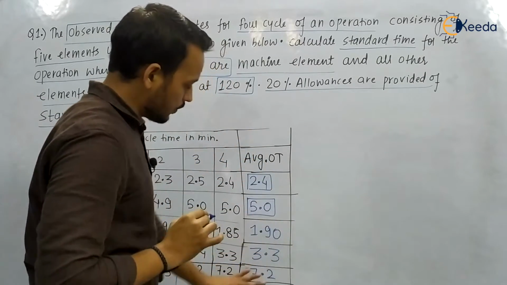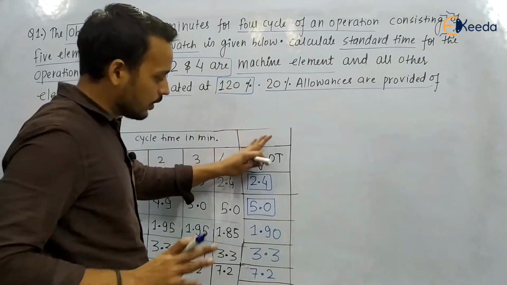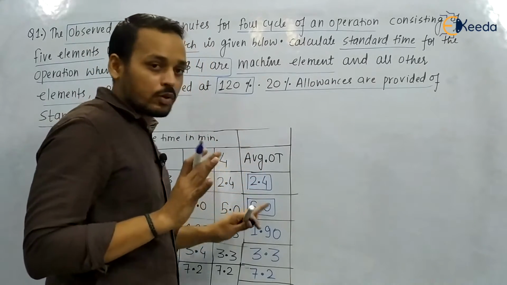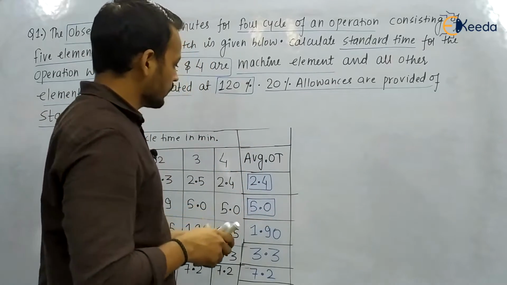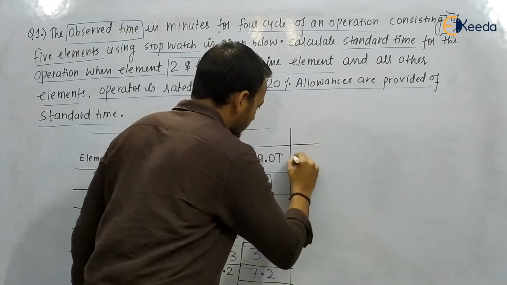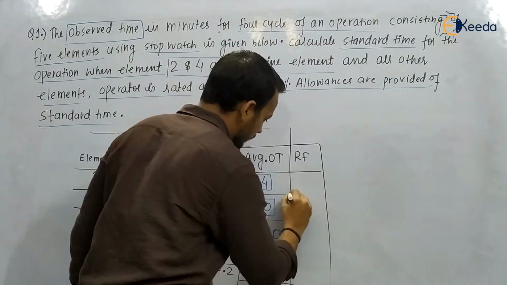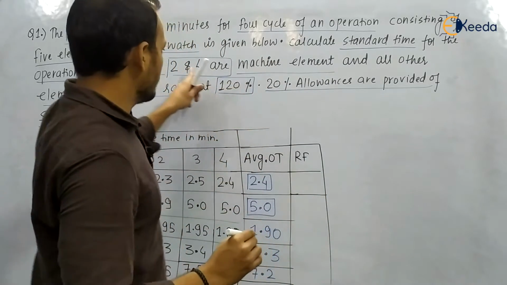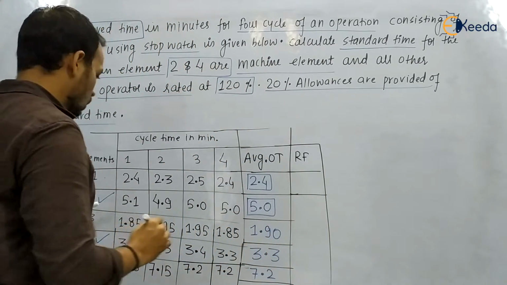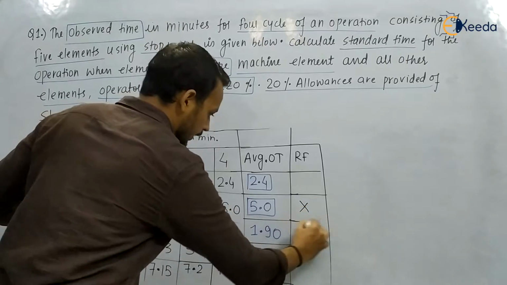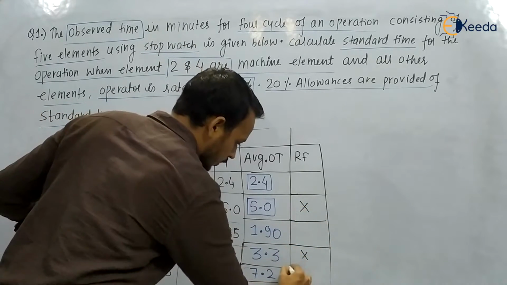Okay, this is the observed time. We have taken the average and found the average observed time for each of the work elements. Now we have been given the rating factor. Operations 2 and 4 are machine elements, so for 2 there is no rating factor, and for 4 also there is no rating factor.